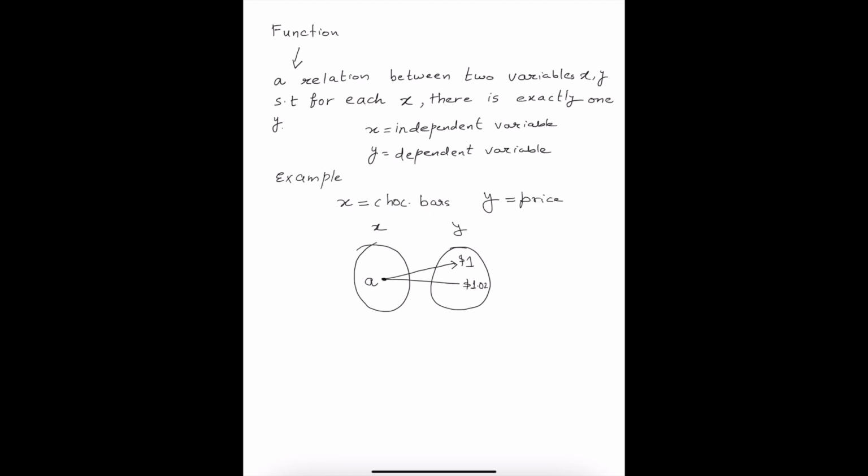Now let's check if this relation defines a function between these two variables x and y. So here one x, which is A, is determining two outputs, which are 1 and 1.02. So would we call this relation a function? No, this is not a function. And why is it not a function? Because here for one x we have two values, which violates the definition of the function. Let's look at another example.